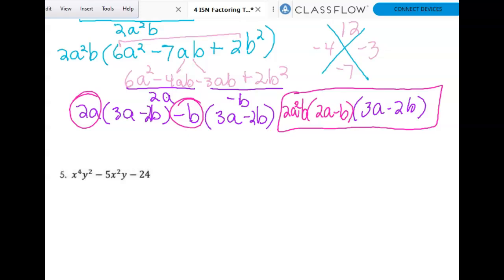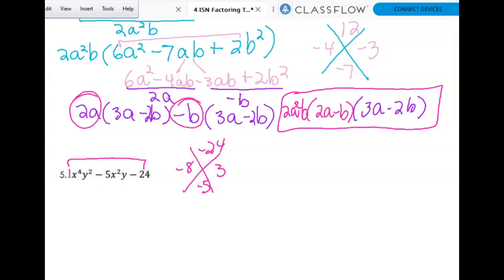All right, let's go. First of all, is there a greatest common factor? No greatest common factor. Is there 4 terms? I need 4 terms. So the very first thing you have to do is do this, right? You got 3, you got to have 4. So then you're going to multiply this number, which is 1, times negative 24. And what's the number here? So what multiplies to negative 24 and adds to negative 5?